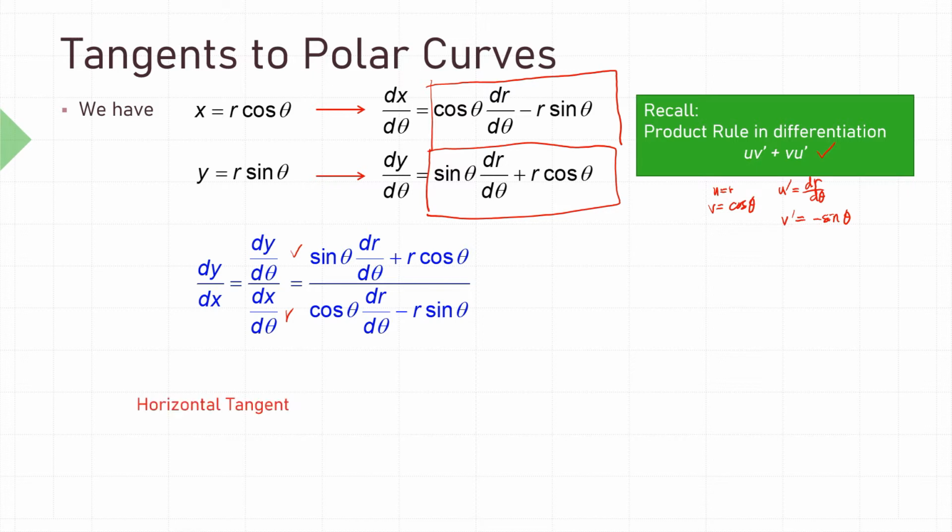For the horizontal tangent, we consider the part where dy over d theta is equal to 0, meaning this numerator will be equal to 0. But for the vertical tangent, we use the denominator equal to 0.